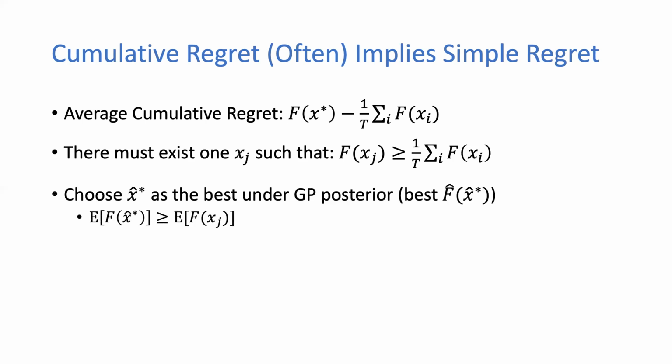And suppose we're using Gaussian processes and we're Bayesian. Suppose that we choose x hat star at the end of this whole interaction protocol as the one that's best under the GP posterior, so the posterior mean. So f hat is our posterior estimate of f. Then we know that in expectation this is at least as large as the x_j that we talked about in the previous bullet point. Because we're Bayesian, this is true.